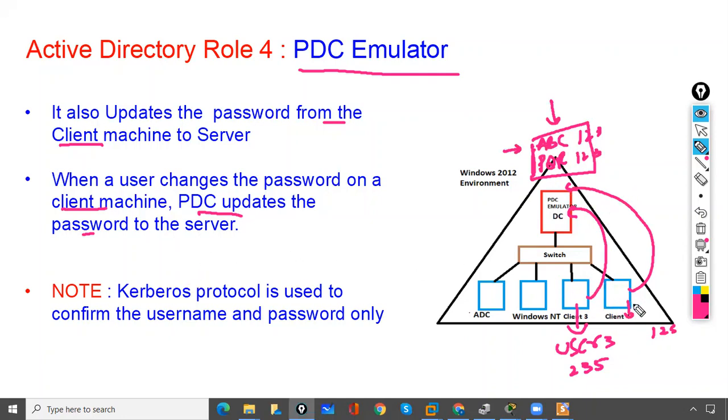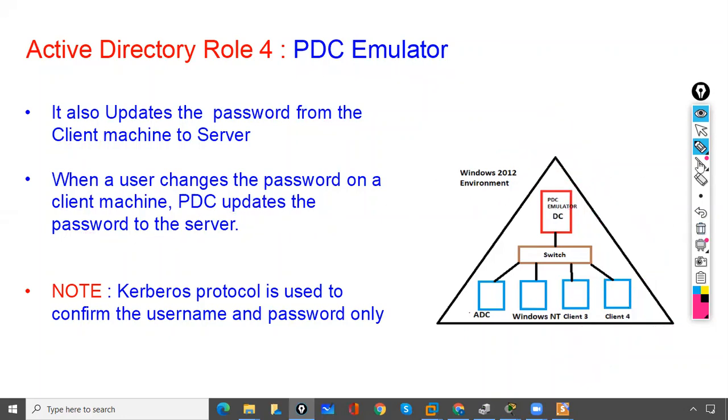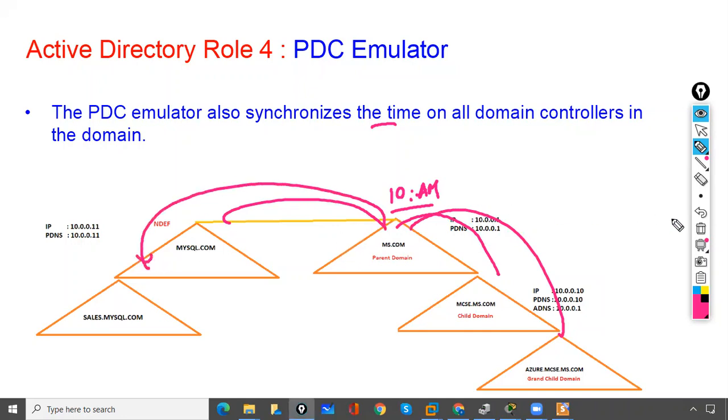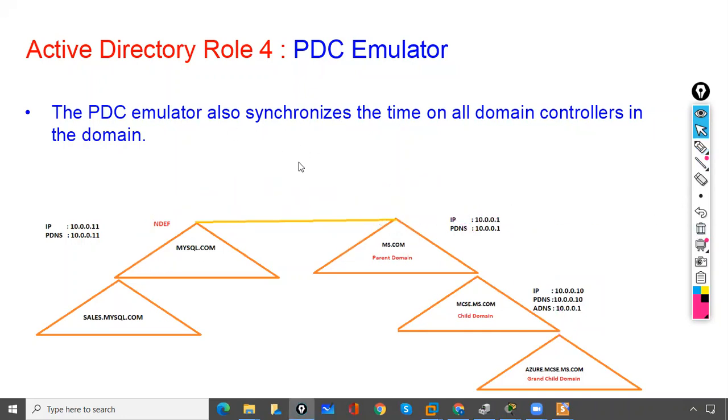Kerberos protocol doesn't update the password to the domain controller. The password is updated by this PDC emulator. Okay, so PDC emulator updates the password to the server. This is the second task done by this PDC emulator. And the third task, let us try to understand. PDC emulator also synchronizes the time on all the domain controllers. So let us say this ms.com is having 10 a.m. So it will synchronize the time on to all the domains in your forest. This is the third task.